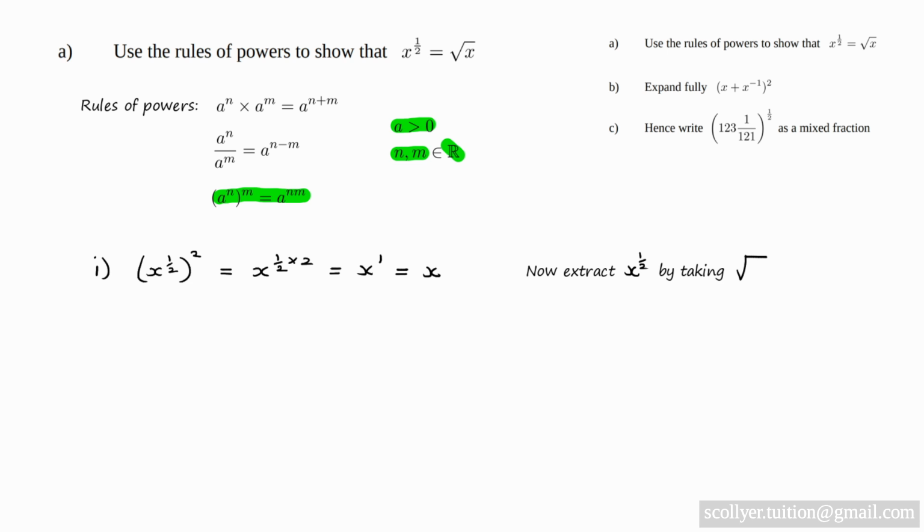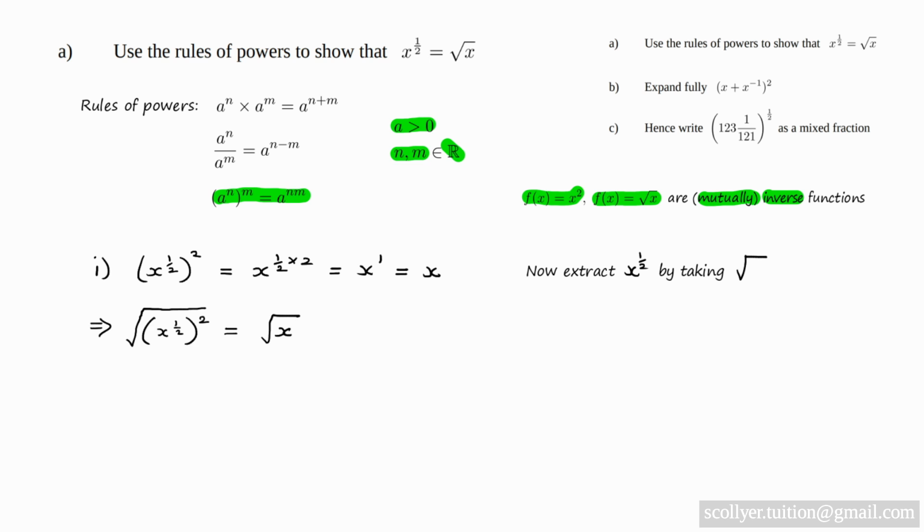And indeed, we can extract x to the power 1/2 from x to the power 1/2 squared by taking the square root of both sides. And that works because the function f of x equals x squared and the function f of x equals the square root of x are mutually inverse functions, i.e. they undo the work of each other. And so we take the positive square root of both sides, which tells us that x to the power 1/2 equals the square root of x, as required. And note that here we can see the square root function and the square function acting as mutual inverses.